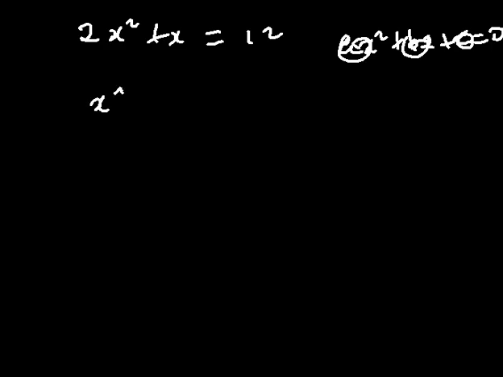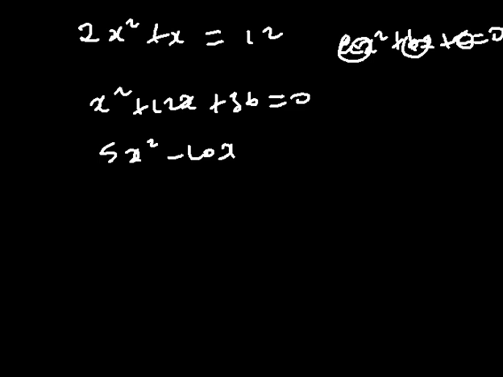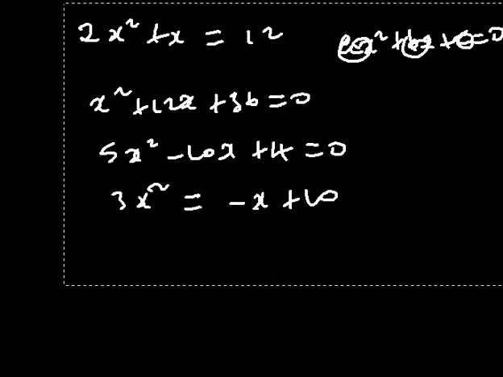Let's say x squared plus 12x plus 36 is equal to 0. Let's say 5x squared minus 10x plus 4 is equal to 0. And what if we have, let's say, 3x squared is equal to negative x plus 10. So try to solve this using the quadratic formula.